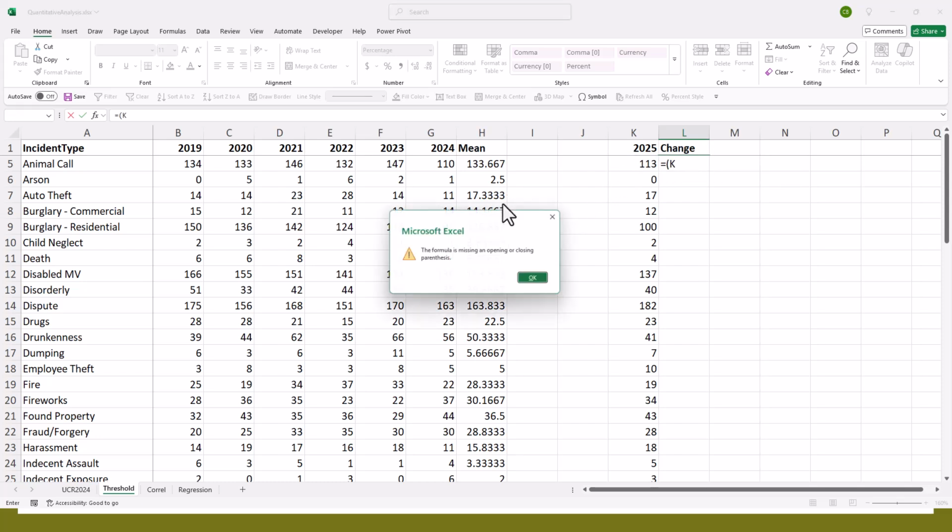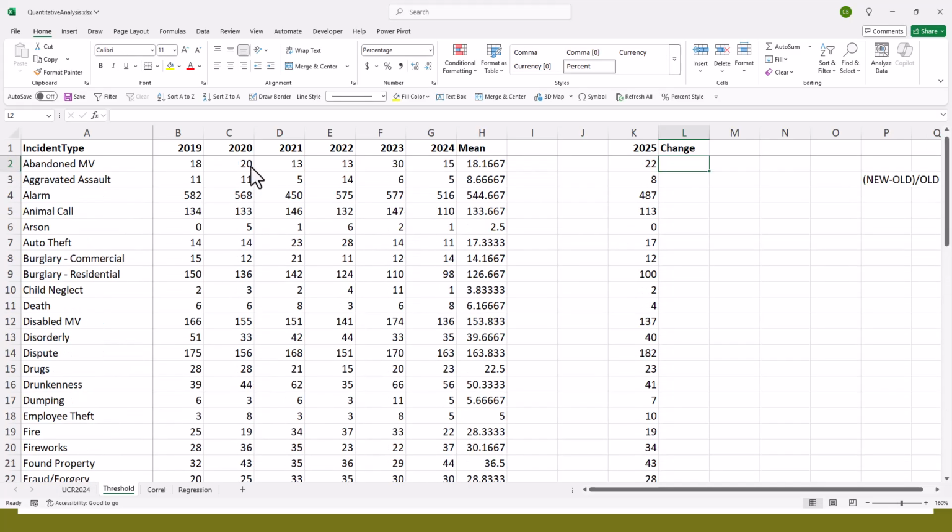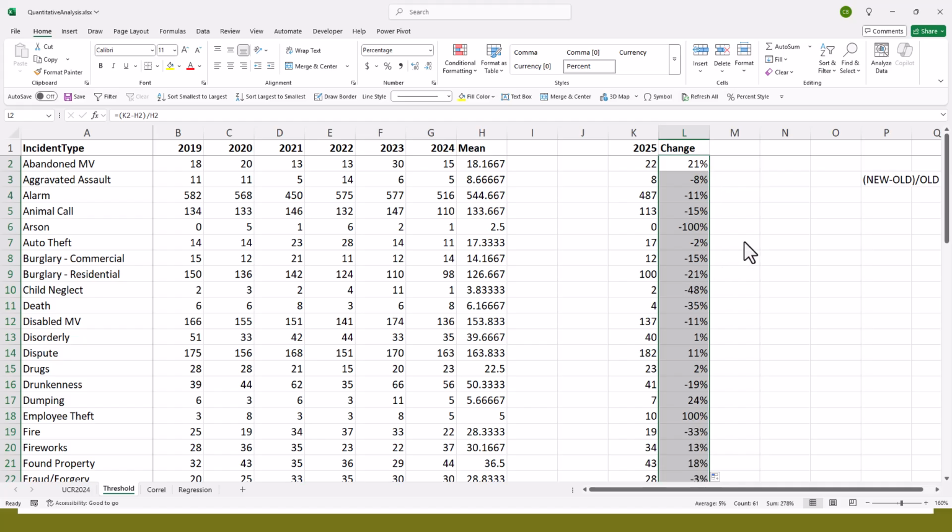Why am I not seeing row 2? There we go. It would be entirely valid to compare K2 minus the mean, H2, and divide by H2. And to say we had a 21% increase in abandoned motor vehicles from the average.